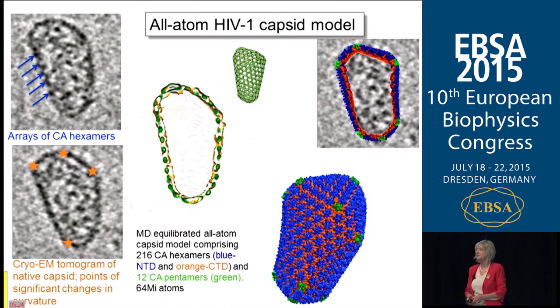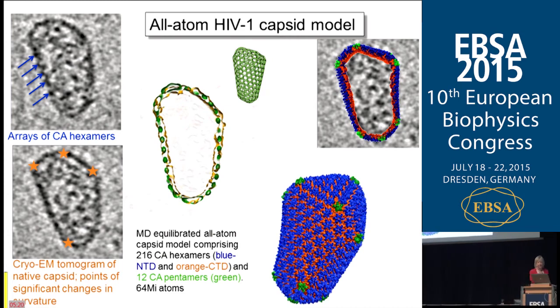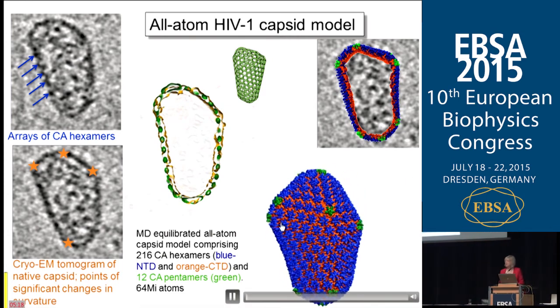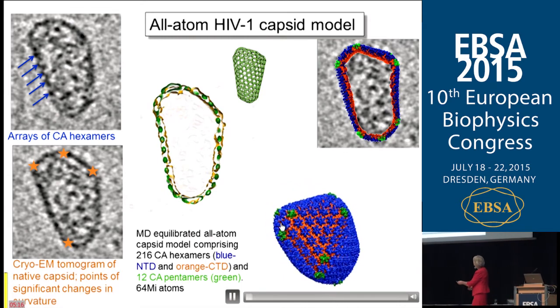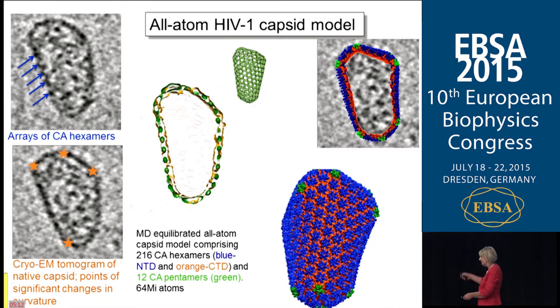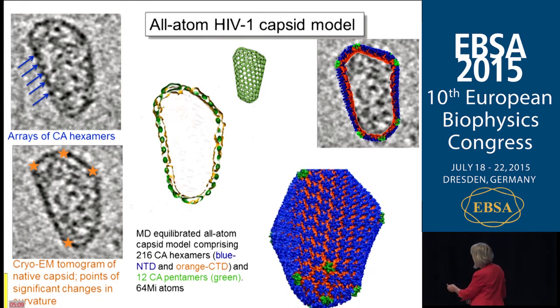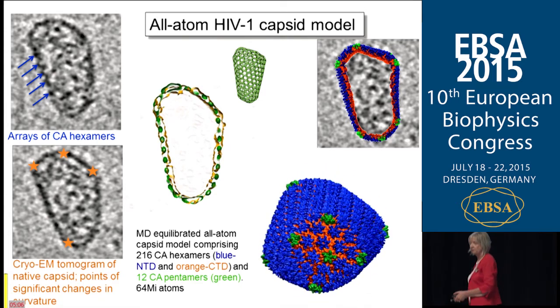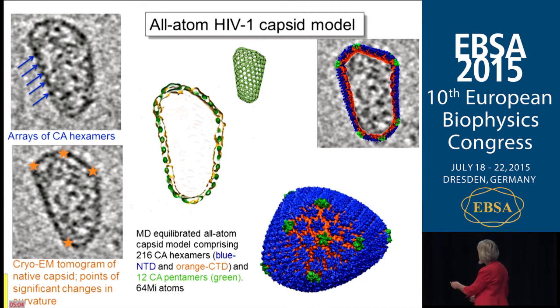So where did we put the pentamers? The pentamers we put where we saw the largest inclination when we're going down in the cryo-ET. So wherever we saw an acute angle, that's where we positioned the pentamers.